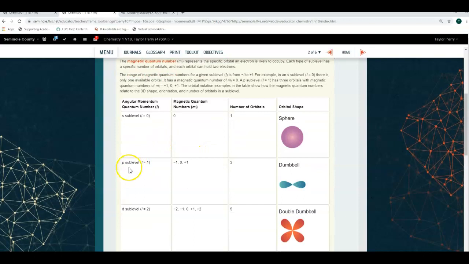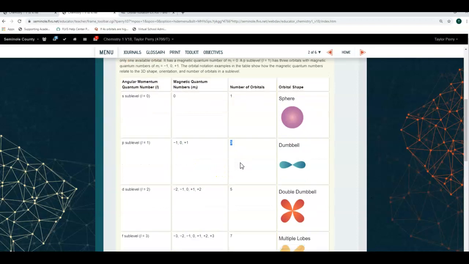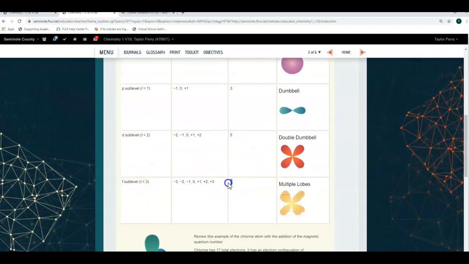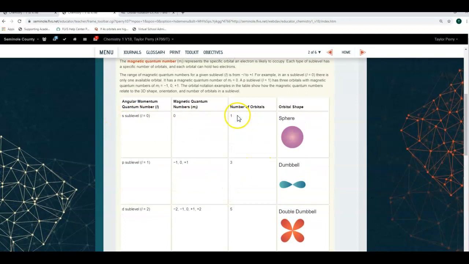Well, according to this, section P has -1, 0, and +1. What that means is it has 3 orbitals, right? 1, 2, 3. So you see how there's 3 numbers here? -1 is one number, 0 is a second number, and +1 is a third number. So there's 3 orbitals. D has 5 orbitals. F has 7 orbitals. S only has 1 orbital.